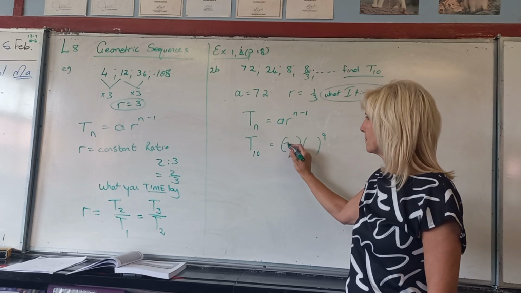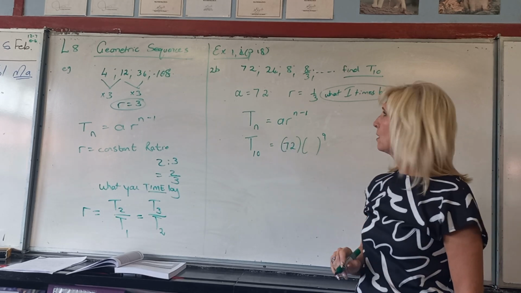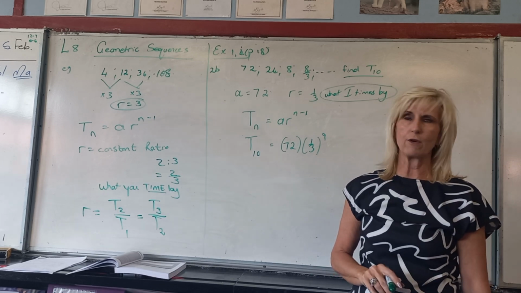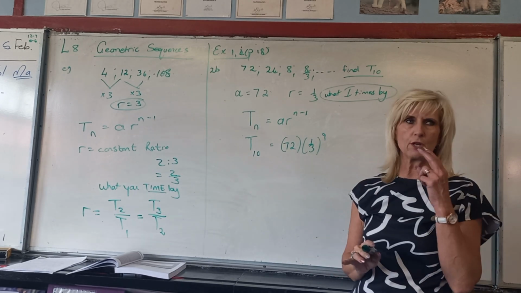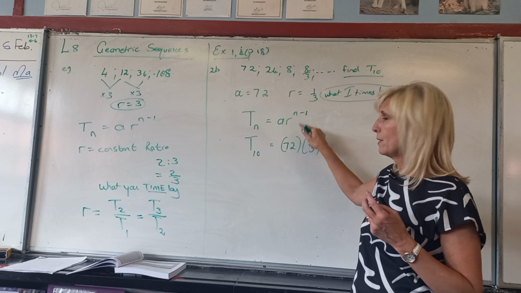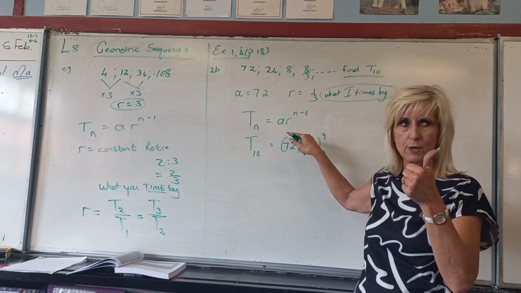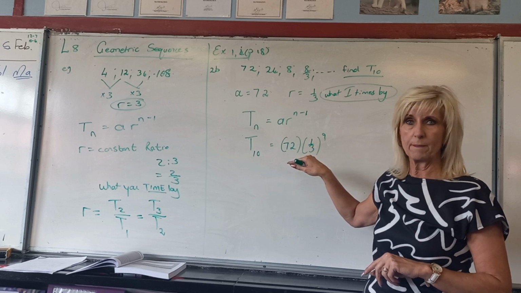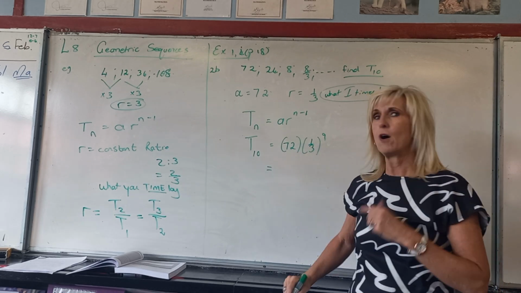A was 72, R was a third. So how many marks so far? Lots of explanation, but it's only 1 or 2 marks. Knowing that you must use the geometric formula and substituting your A and your R with the correct thing. And then only for the answer.